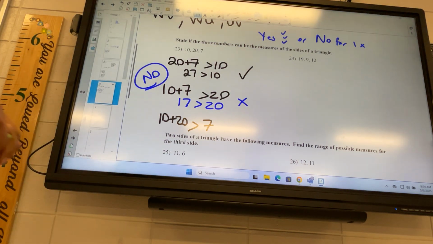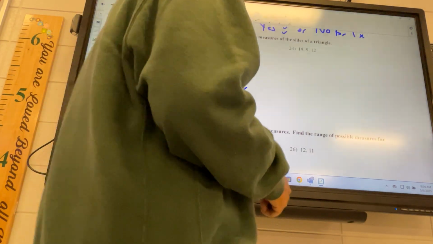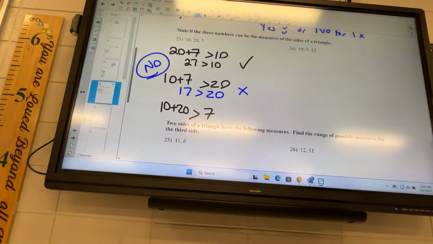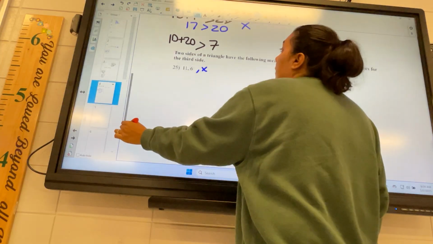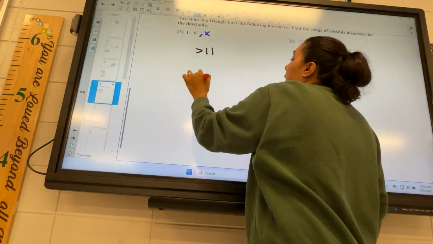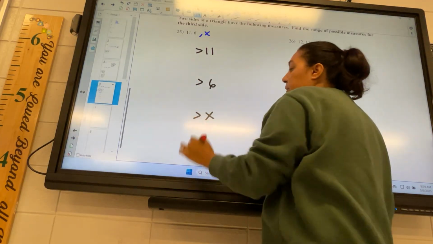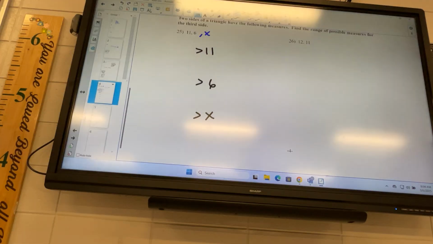Okay, 25 is about the same way, except there's only 2 there. Okay, and so what do you do for the third one? X. You put an X. Good job. Okay, so we're going to say comma X. So this is going to be greater than 11, greater than 6, greater than X. Okay, leave yourself some space in between them.